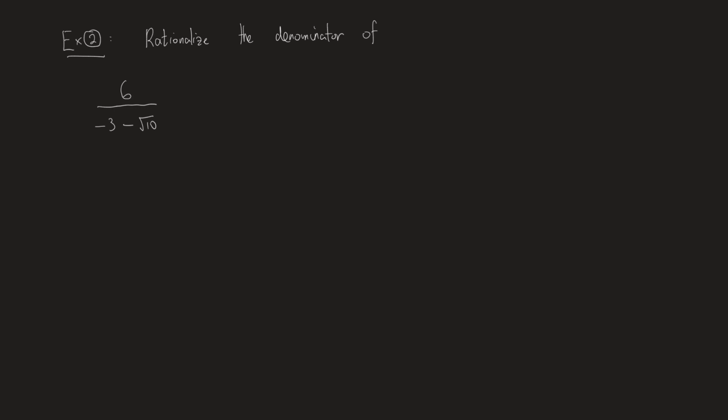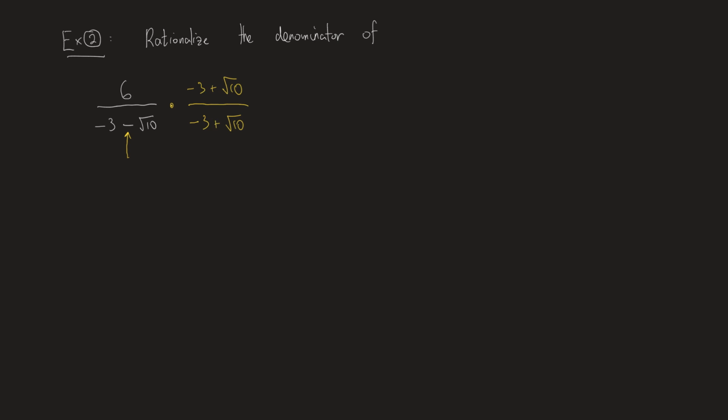Okay, so if I want to rationalize the denominator of 6 over negative 3 minus root 10, I'm supposed to multiply by something over something that's just going to be equivalent to 1, multiplying by 1. Well, what we need to do is we find that sign in between the negative 3 and the root 10, and if it's negative, we make it positive. If it's positive, we make it negative. So here, because it's negative, I'm going to make it positive and multiply by this fraction.